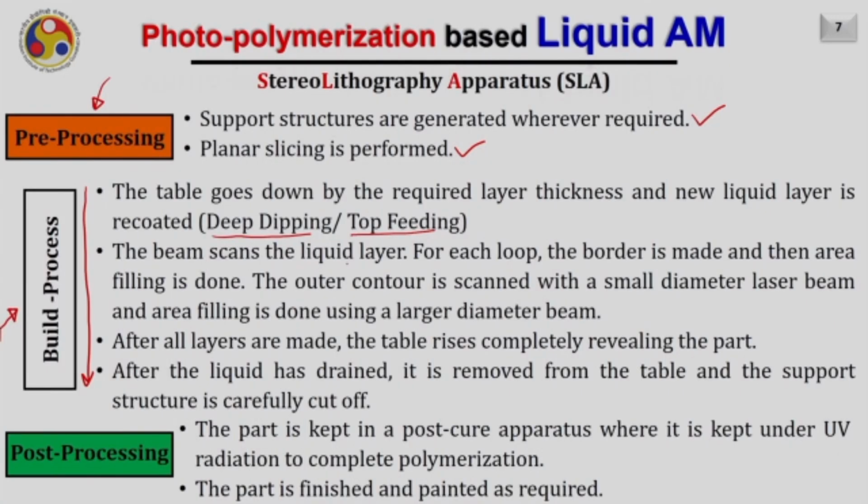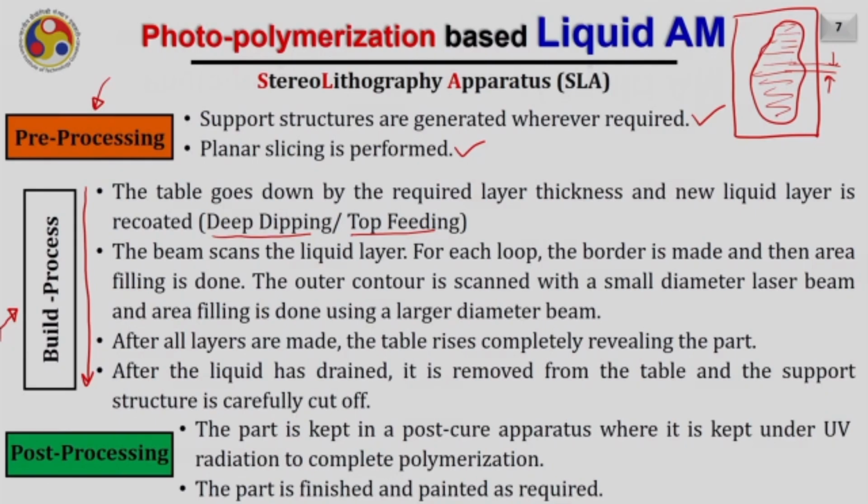The beam scans the liquid layer for each loop. The border is first scanned basically. So for example, we want to make this particular layer in a slice. Then first of all, like we already discussed in our area filling lecture, first the outer boundaries are scanned and then the inside area is filled. So if 100% density is required, then definitely the step over, step over means the distance between the two consecutive passes, will be defined based on that.